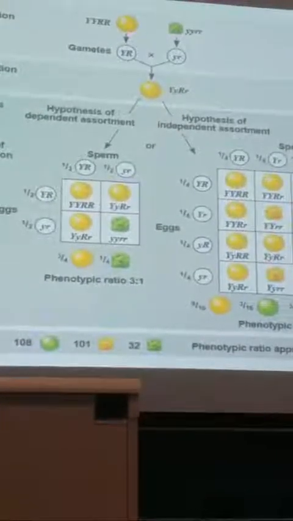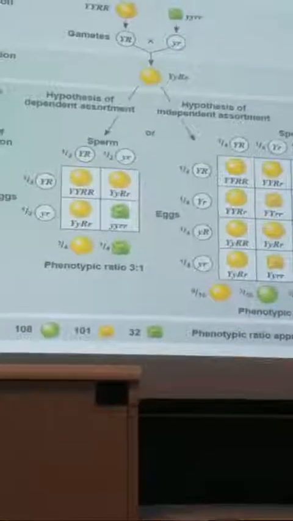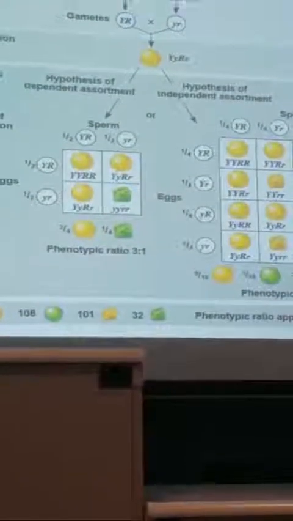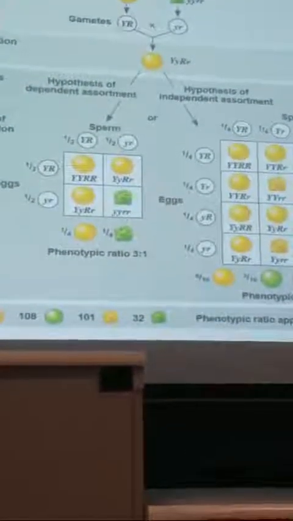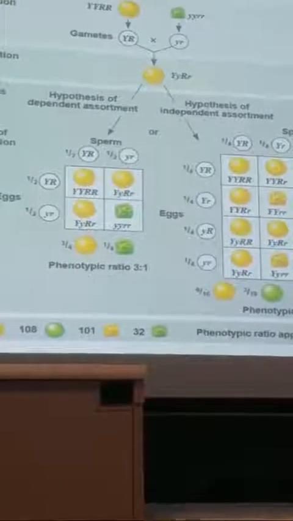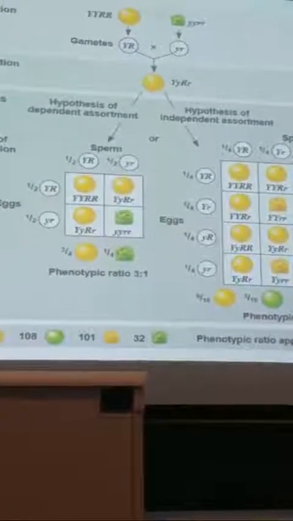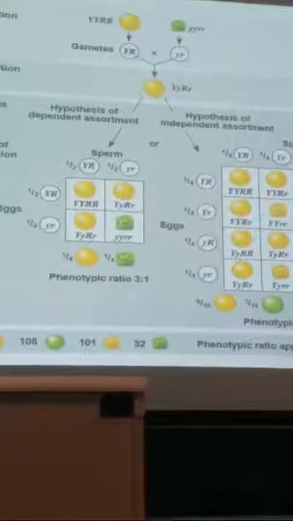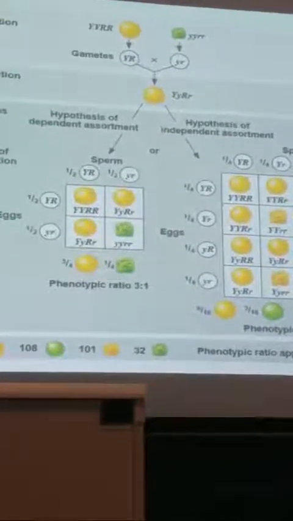Homozygous, or here the seed shape is smooth, and the recessive is green and wrinkled. Okay. Now, how do we come up with these letters right here? And we do it exactly the same way.